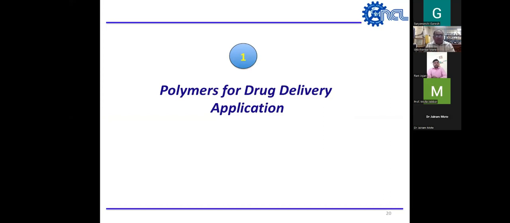So then let's go towards the real applications. These are the fundamentals of polymers, and how this fundamental polymer chemistry can be taken to the next level, from lab to application levels. I will go through two different examples. One is a polymer for drug delivery application and another is a polymer for cellular imaging applications.